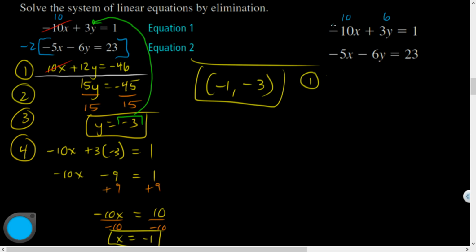What would I have to multiply this by to get 6? Times 2. And if I multiply both sides of this entire equation by 2, I actually could get opposite coefficients. So 2 times -10x is -20x. 2 times 3y is +6y. 2 times 1 is 2.